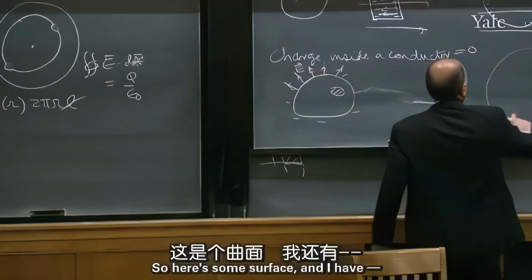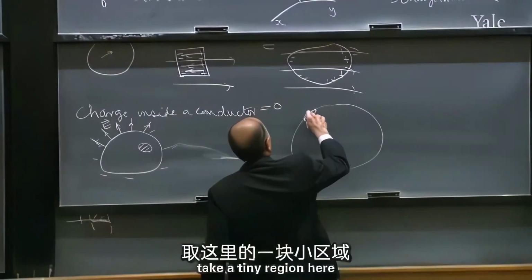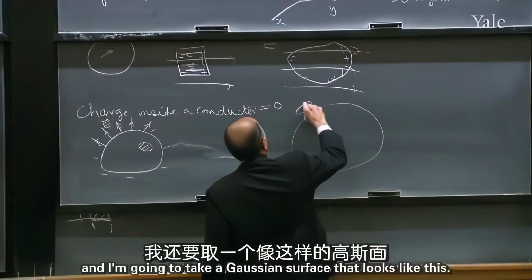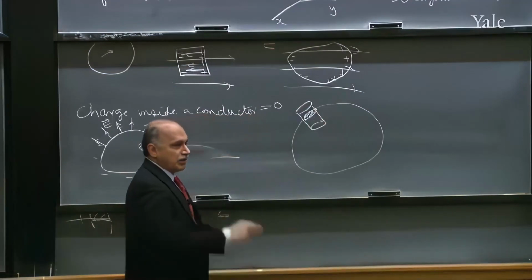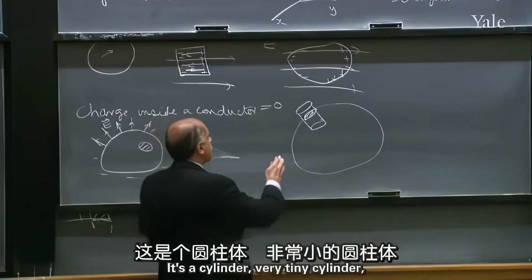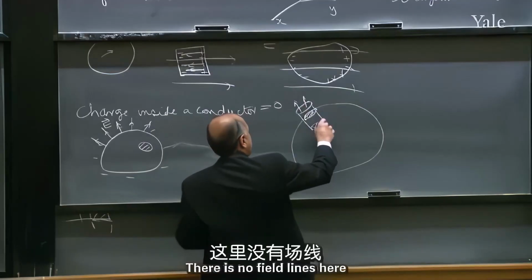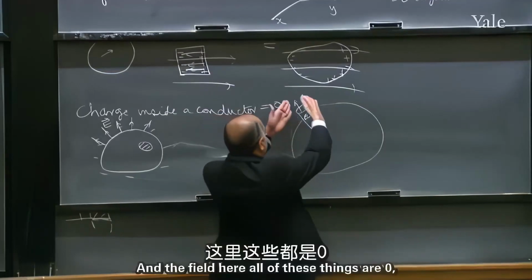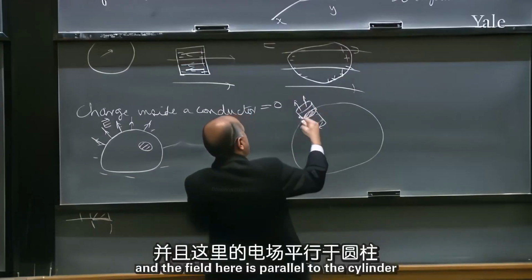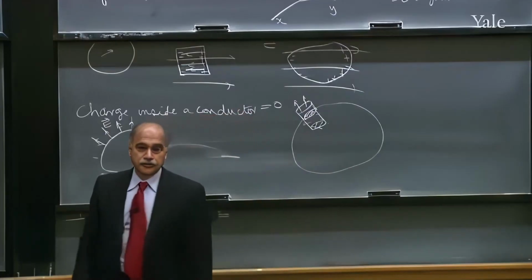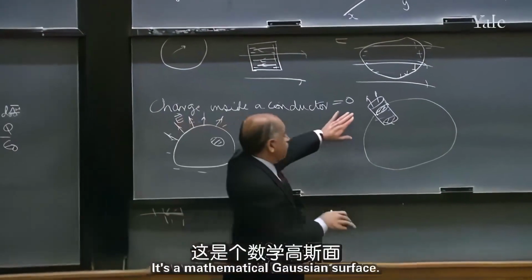So here is some surface, and I take a tiny region here, and I'm going to take a Gaussian surface that looks like this. It's a cylinder, very tiny cylinder, and the field lines are like that there. There are no field lines here because there's no field inside. And the field here, all of these things are 0, and the field here is parallel to the cylinder, so it doesn't contribute. You see that? I got a cylinder, I rammed it into the solid. It's a mathematical Gaussian surface.